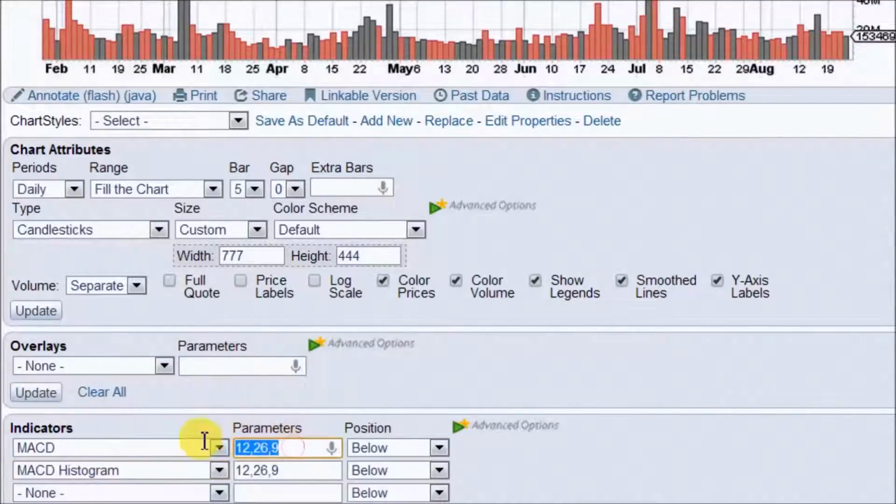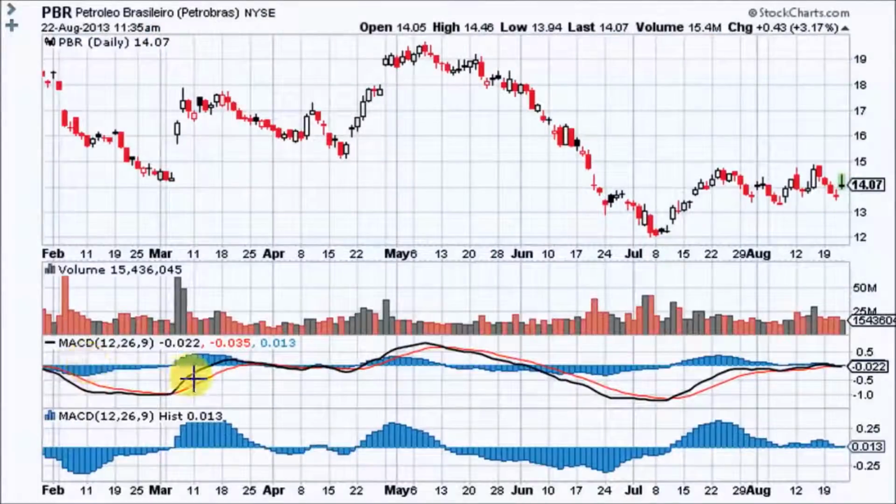Okay, first of all, they're both set at the standard settings of 12, 26, and 9. The MACD, this black line, is comprised of the 12 and 26 exponential moving averages, and the red signal line here is the 9 EMA.